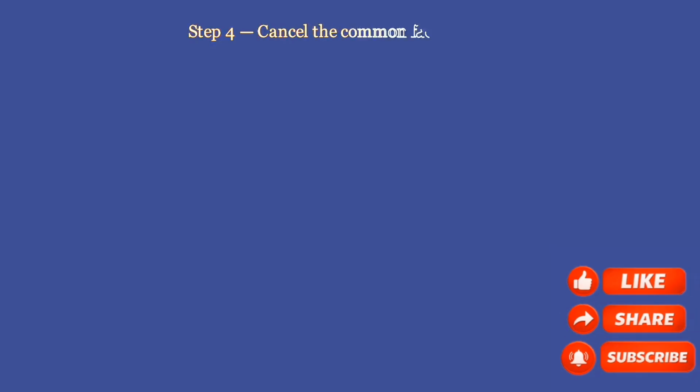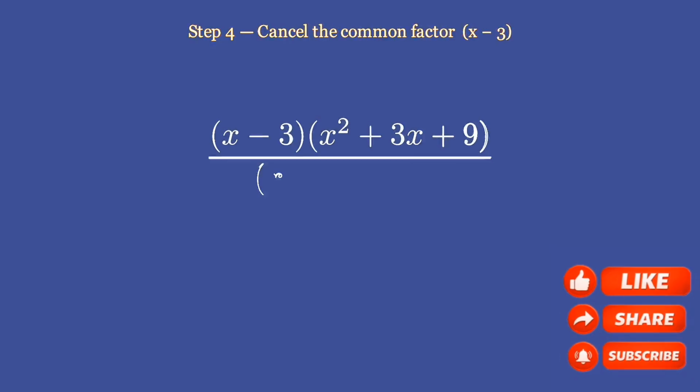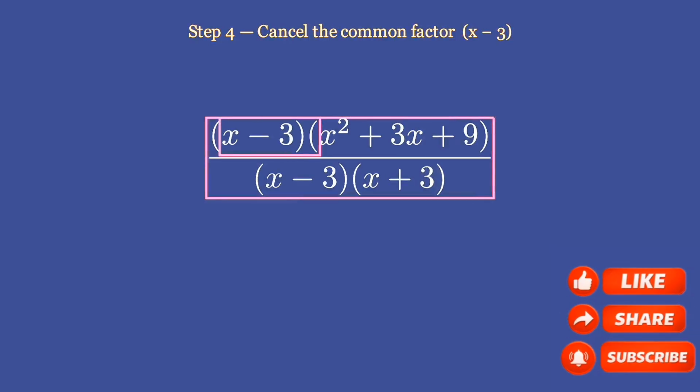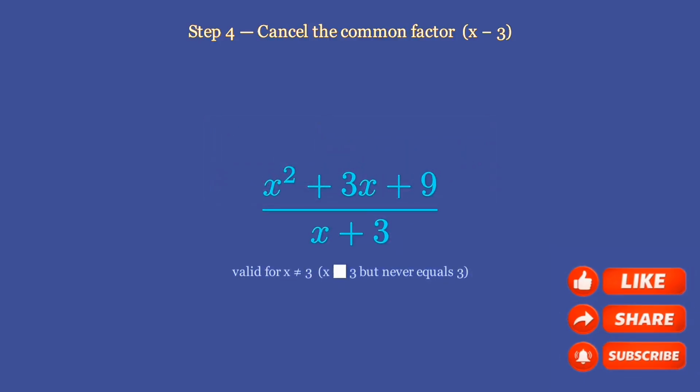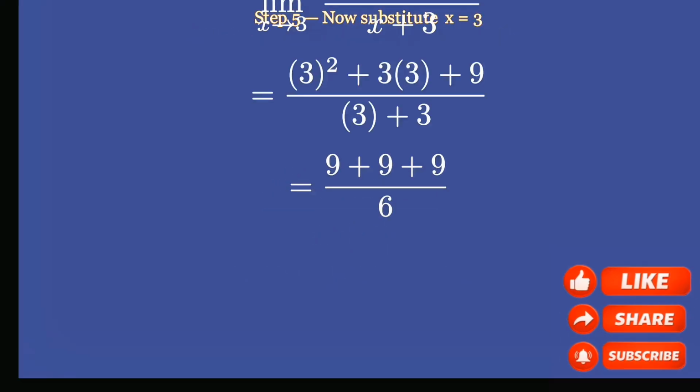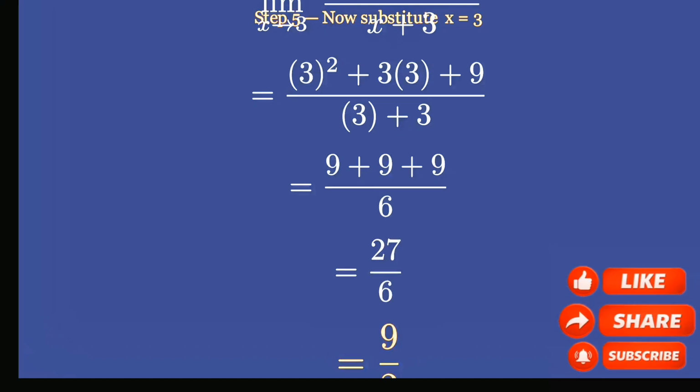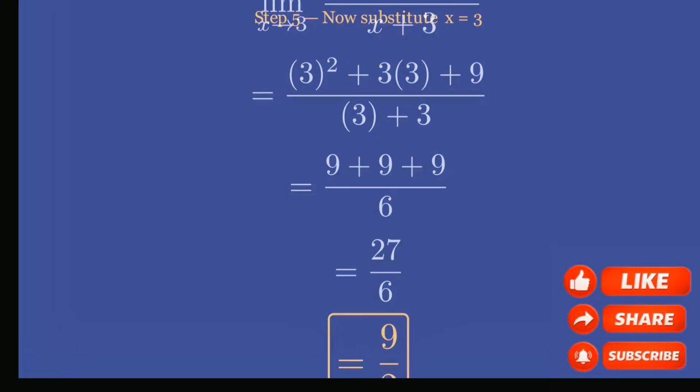Step 4, cancel the common factor. Both numerator and denominator contain x − 3, so we cancel it. Now we have (x² + 3x + 9)/(x + 3). Step 5, substitute x = 3 again. The numerator becomes 9 + 9 + 9, which equals 27. The denominator becomes 3 + 3, which equals 6. 27/6 simplifies to 9/2.